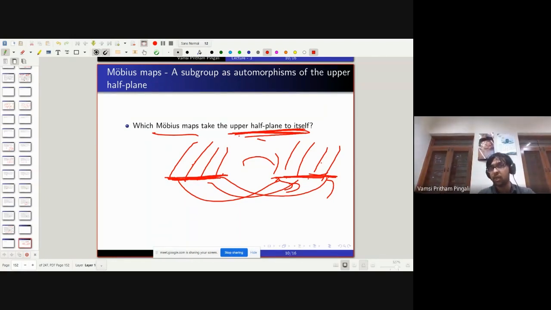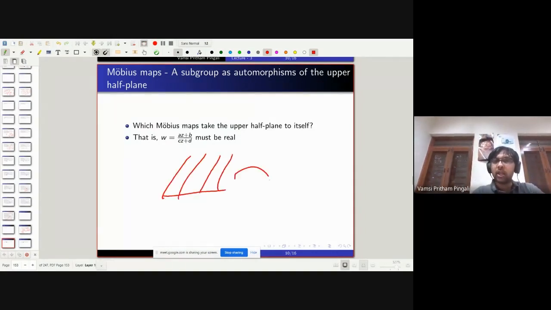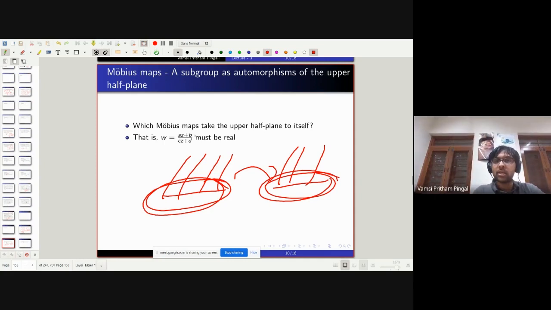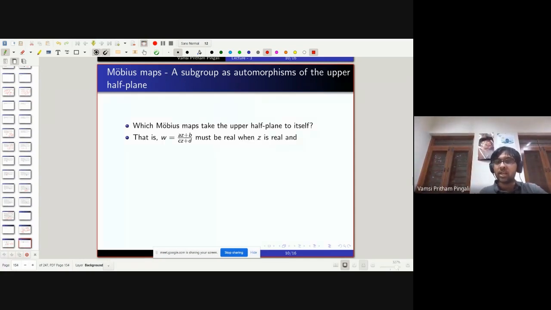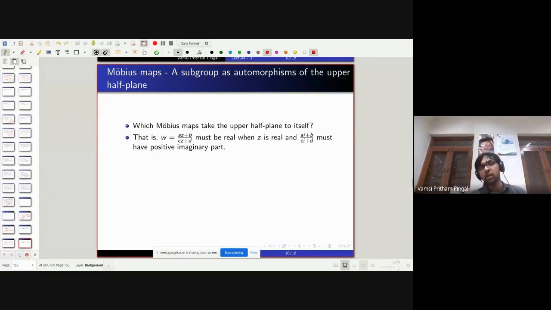I hope the question is clear. Not everything does that job, right? Because there is one Mobius map that takes this to the unit circle, so clearly this is not the kind of map that I'm looking at. So when does a Mobius map take the upper half plane to itself? In particular, it ought to take the real axis to the real axis. In other words, (AZ plus B) over (CZ plus D) must be real when Z is real. And if I take this point I, that should go somewhere here. That means its imaginary part must be positive. This is precisely the answer to this question, but I want a more concrete answer.